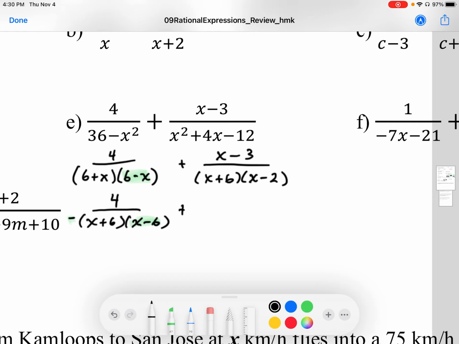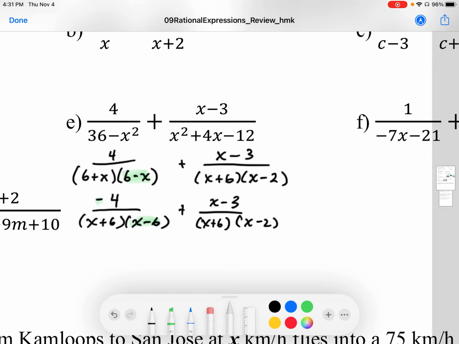Then I'm going to do plus x minus 3 over x plus 6 and x minus 2. Now, I don't really want to keep that negative in the denominator, so I'm just going to take that negative and move it into the numerator like that, because it's the same thing. And that allows me to not worry about that negative as part of my common denominator fractions.